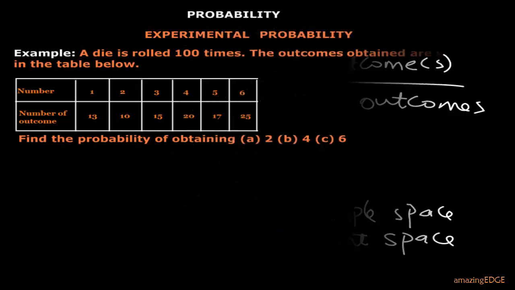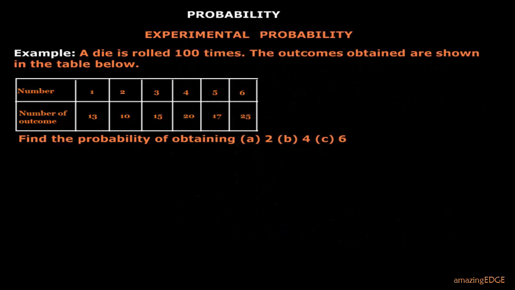Now, in this example, we are told that a die is rolled 100 times. The outcomes obtained are shown in the table below. Remember that a die is like a cube, and remember that a cube has 6 faces. So remember a die.